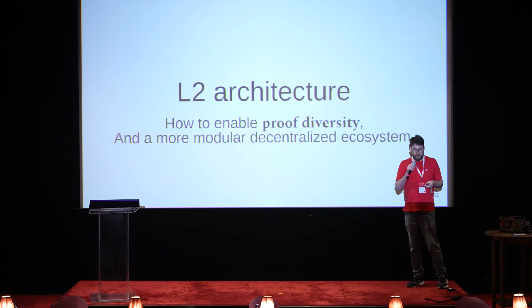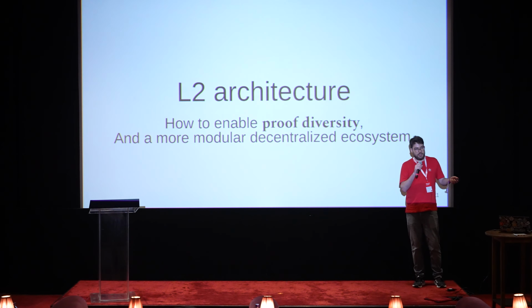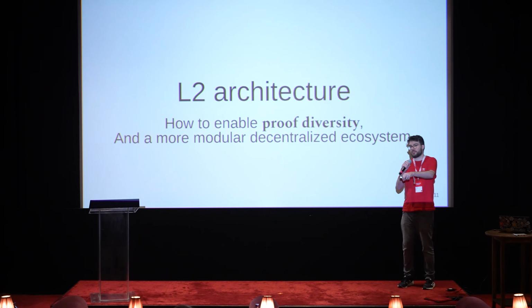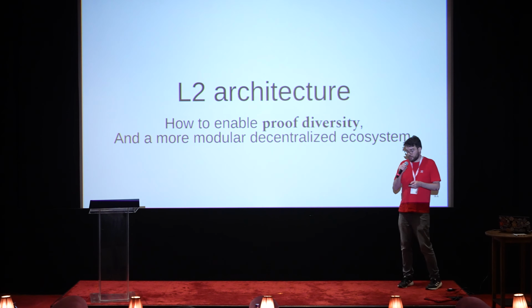So this is what layer 2 architecture is really about. It's how to enable proof diversity by making a clean interface, such that we do not depend on a monolithic thing that secures the whole ecosystem, but rather we enable small teams in the ecosystem to compete and create the best implementations to secure the chain.